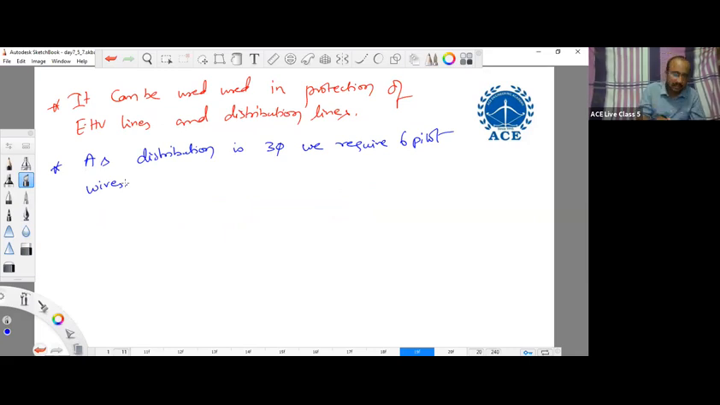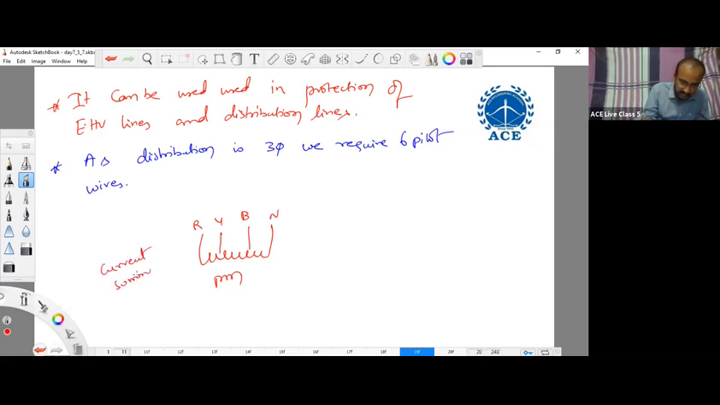To reduce the number of pilot wires required, we will be using a current summation transformer. What do we do here? We will sum up the three signals: R phase, Y phase, B phase, and neutral. This is known as a current summation transformer. On the other side also we will be using the same current summation transformer: R dash, Y dash, B dash, and N dash.